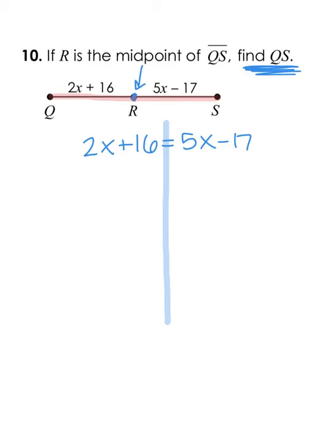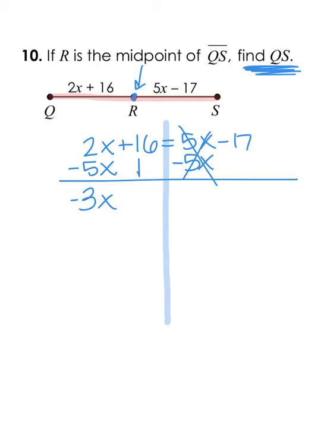So the first step, I'm going to get my variables on the left side. I'm going to take away 5x from both sides. 5x minus 5x is 0. 2 minus 5 is actually negative 3x. Bring down the positive 16. Don't forget that plus with it. That comes down as well. And then bring down this negative 17.